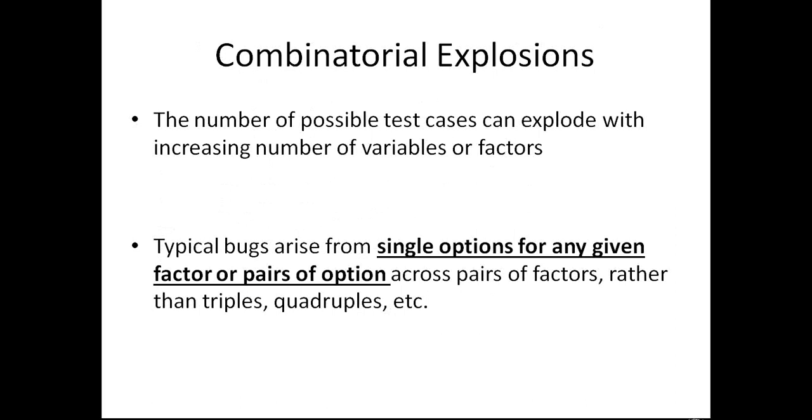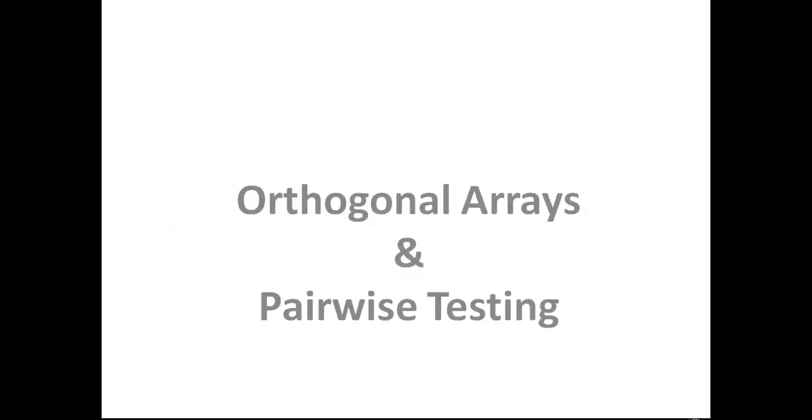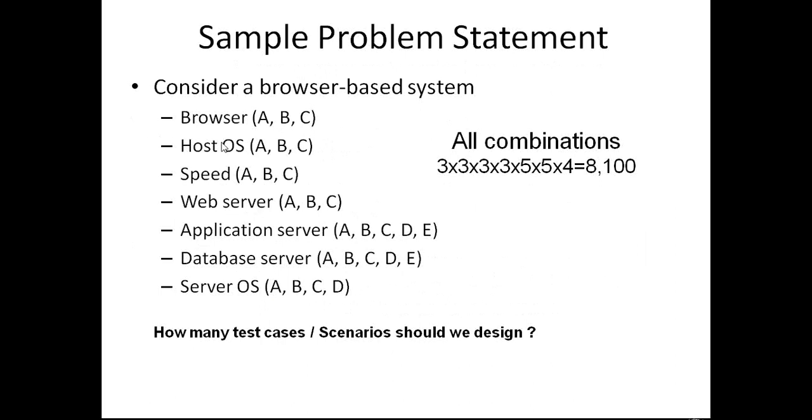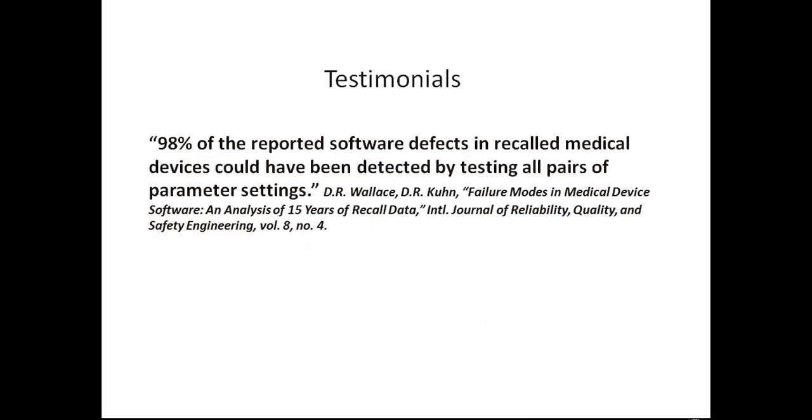Now, it has been analyzed that typical defects normally don't arise from all the combinations. Normally they arise from single options for any given factor, or pairs of options across pairs of factors, rather than triples, quadruples, etc. What does it mean? It means that when we are testing, the defect may happen because of pairing between a browser and a host OS, between browser and speed, between browser and web server, between browser and application server, between browser and database server. That is how the combinations and pairing mechanism is all about. Okay, so how do we pair it?